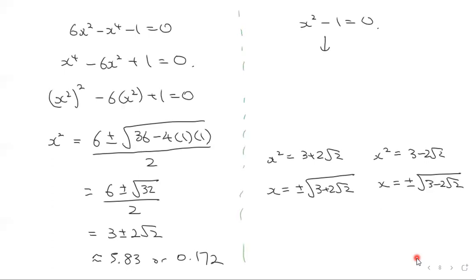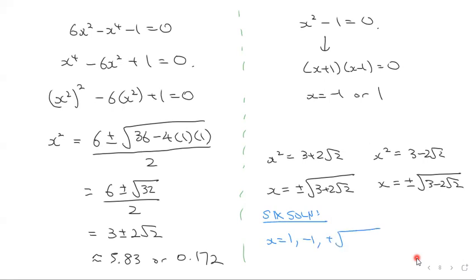That's just going to be (x plus 1)(x minus 1) equals 0. And it should be very clear at this point that the answers there are plus or minus 1. Meaning that your 6 solutions are x equals 1, negative 1, positive or negative the square root of 3 plus 2 root 2, and positive or negative the square root of 3 minus 2 root 2, giving you 6 answers to that question.